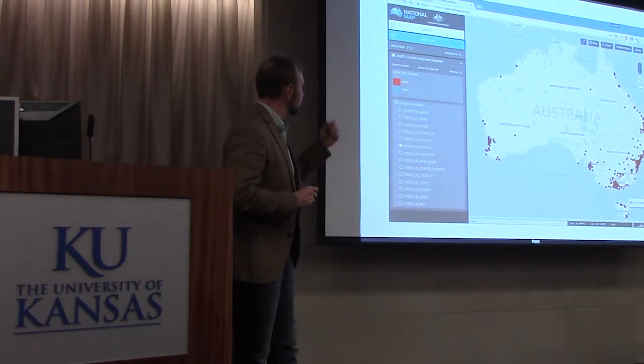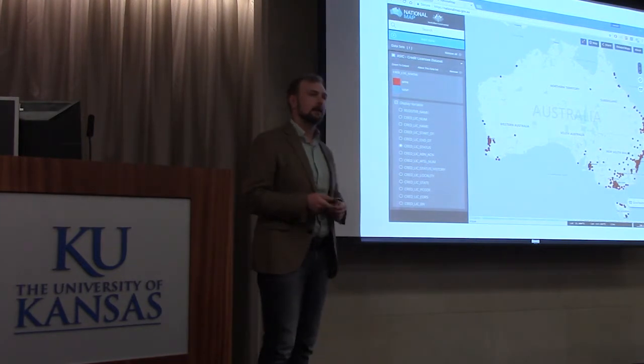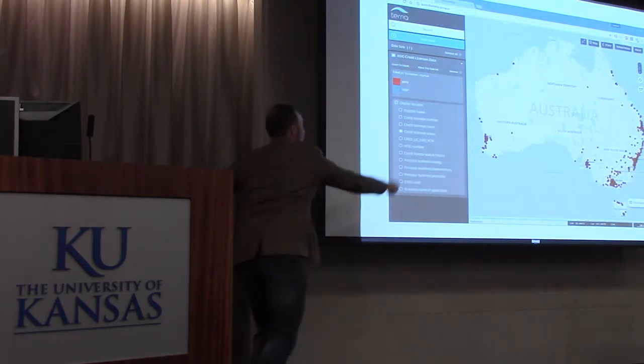So this is all of the business names within the credit licensee data set. And we did this.